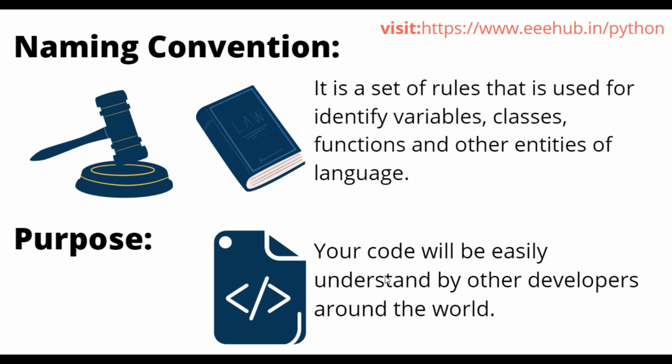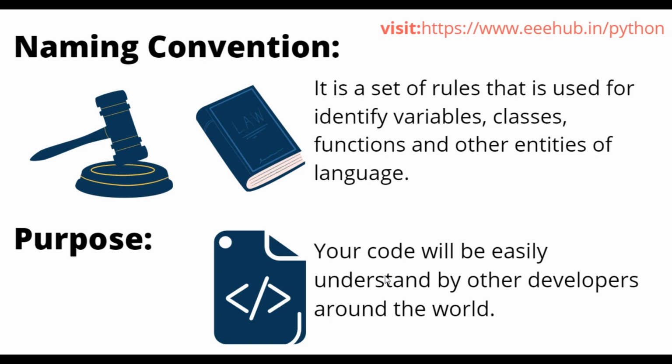So, what is the naming convention? It is a set of rules that is used for identifying variables, classes, functions, and other entities of a language. So, the Python developers made some naming conventions for the Python language, and those rules must be followed while naming these identifiers like variable name, class name, function name, and so on.